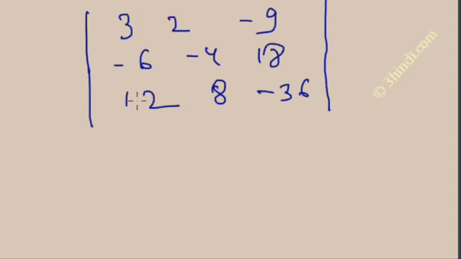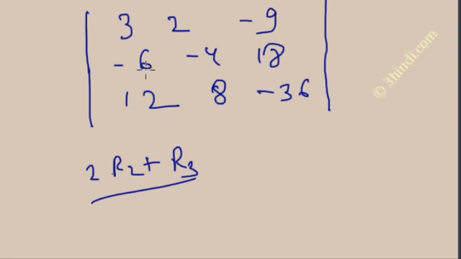You perform r2 to r2 plus r3. What will you get? Minus 6 plus 12, minus 12 plus 12, minus 8 plus 8, minus 36, sorry, 36 minus 36. So the whole row becomes 0 in this.